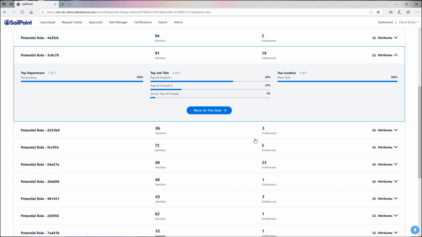SailPoint revolutionizes role creation by applying machine learning to the task, using computer power to do what it's good at, crunching the numbers, and then presenting the resulting roles for humans to evaluate and review.